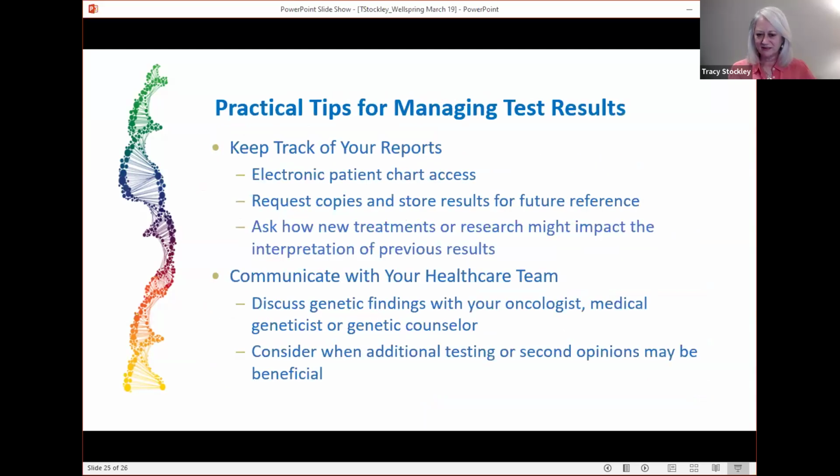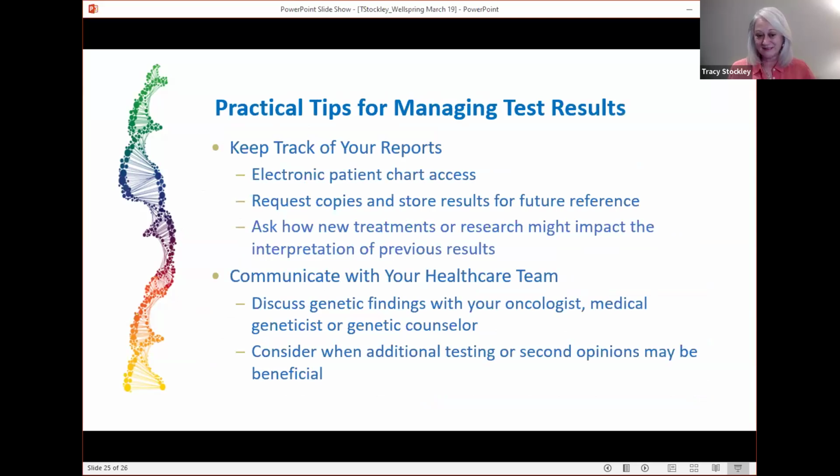And just a couple of practical tips for managing your test results. I know personally, it's really hard to keep track of all the stuff that is happening at any one point as you're getting treated for cancer. A lot of things, a lot of appointments, and a lot of records coming at you. If you're able to access your patient chart electronically, that can help. You don't have to think about it, and whenever you need to, you can log in and have a look.